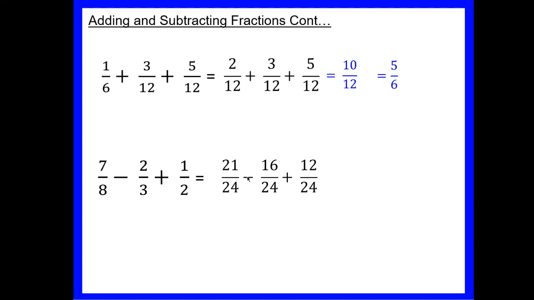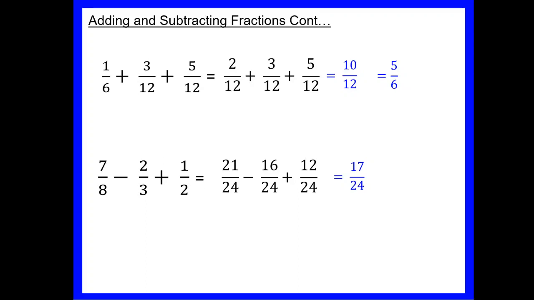Now, the difference this time then, we're going 21 minus 16, so that gives us 5, plus 12 gives us 17. So we have 17 out of 24, and I can't simplify that. One of the ways I know I can't simplify that is because 17 is a prime number, and it doesn't fit exactly into 24, so therefore it can't be simplified any further. So look out for those prime numbers, they can help you to see if you can simplify your answers or not.